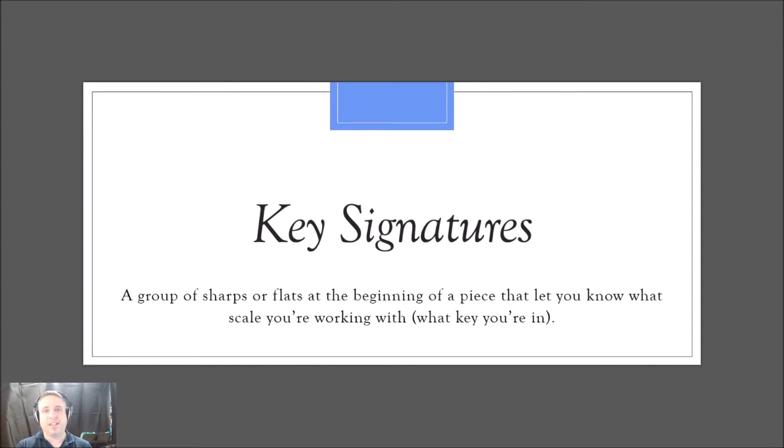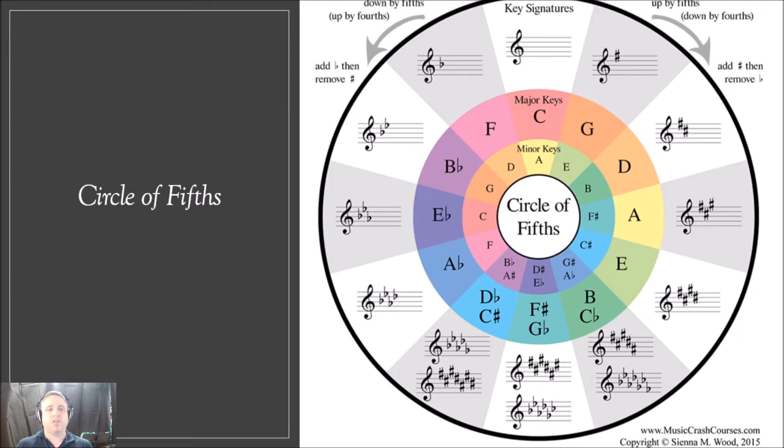Now, key signatures. Key signatures are that group of sharps or flats that you see at the beginning of your music that lets you know what scale you're working with, or what's commonly known as what key you're in. And the whole point of these key signatures is to tell you which accidentals you need to use to make this major or minor scale based on whichever note you're starting or ending on. Okay? So this right here is kind of a graphical representation of all of those things.